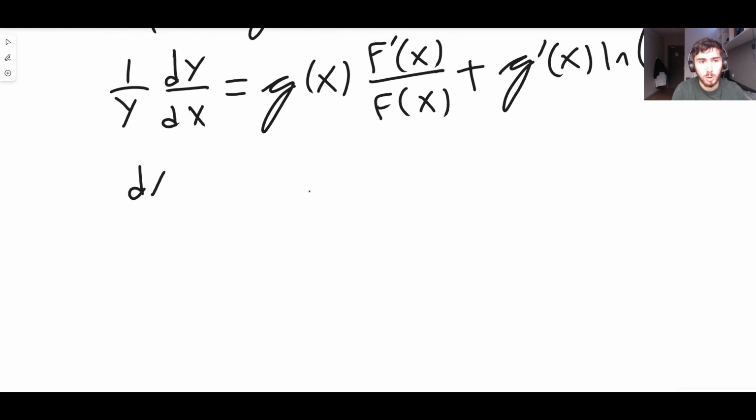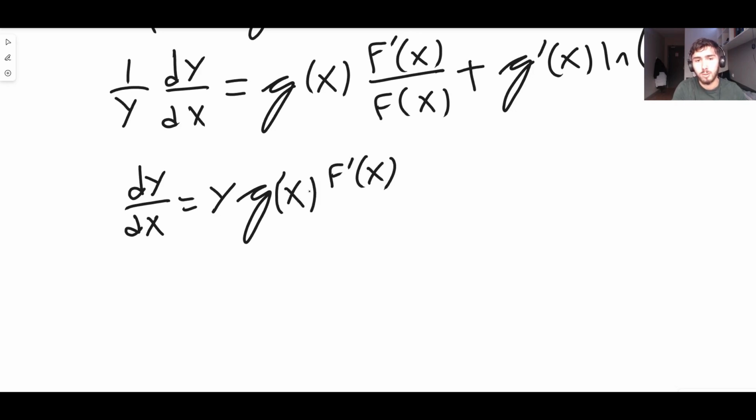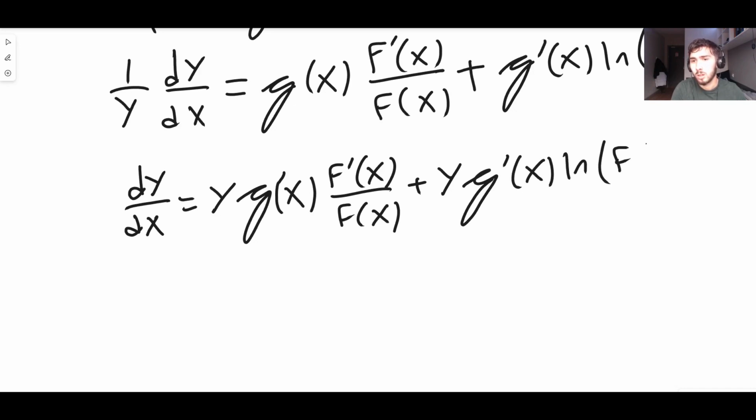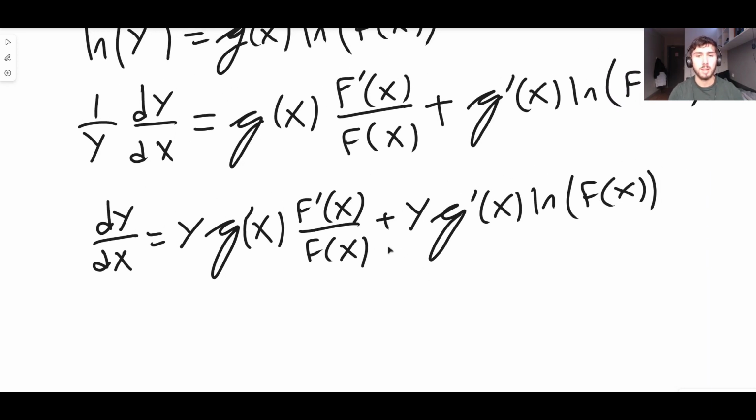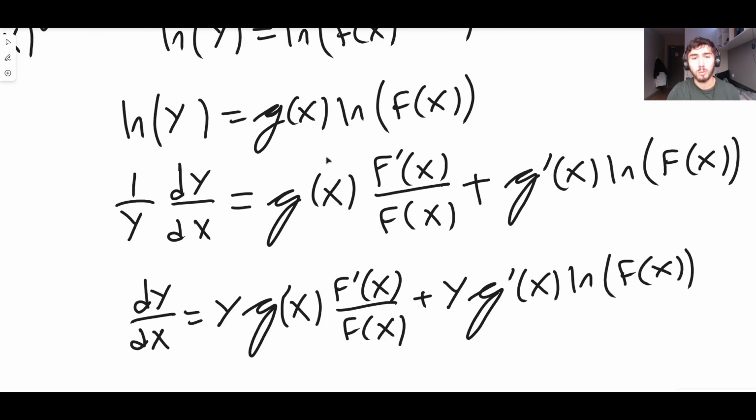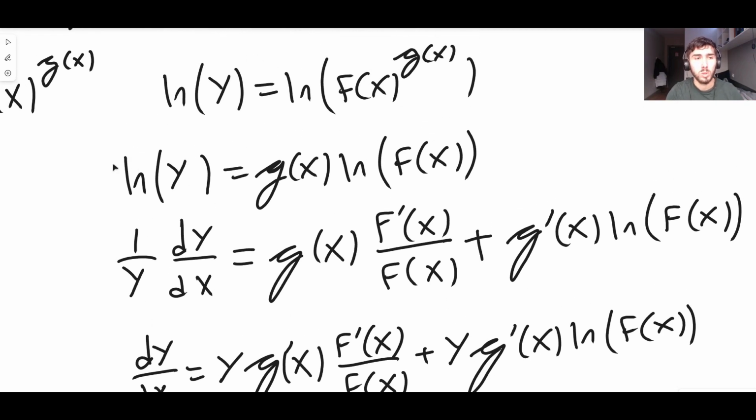And then all we have to do now is make dy dx the subject. So we're going to multiply both sides by y. dy dx is therefore equal to y times g of x times f prime of x over f of x plus y times g prime of x times the natural log of f of x, just like this, okay? So this is multiplying both sides by y. Now, we could say we're done, we've got dy dx, but of course there is a y on the right-hand side. We don't want there to be a y on the right-hand side, so we're going to replace that y with what we already said y was.